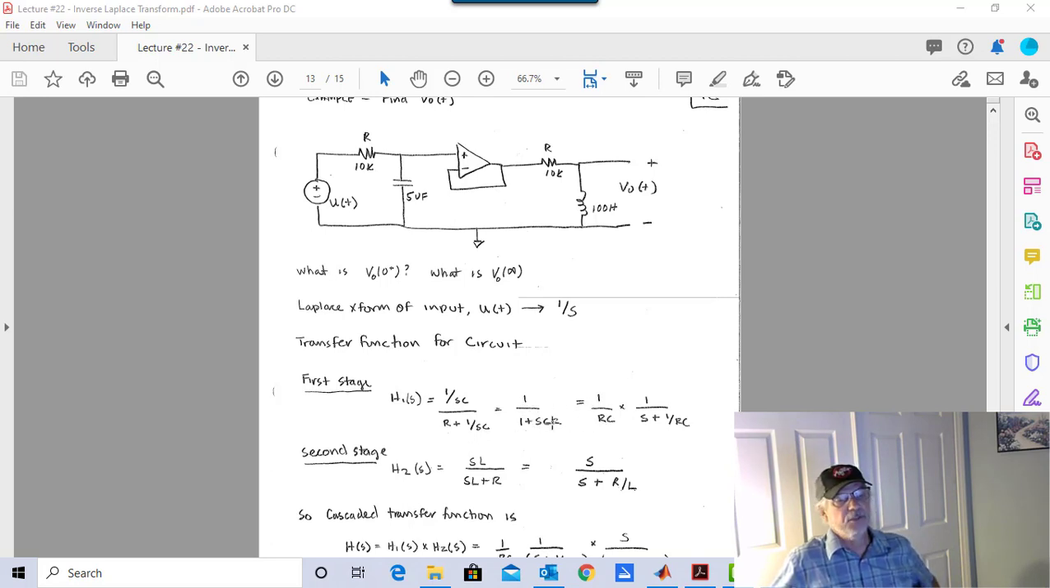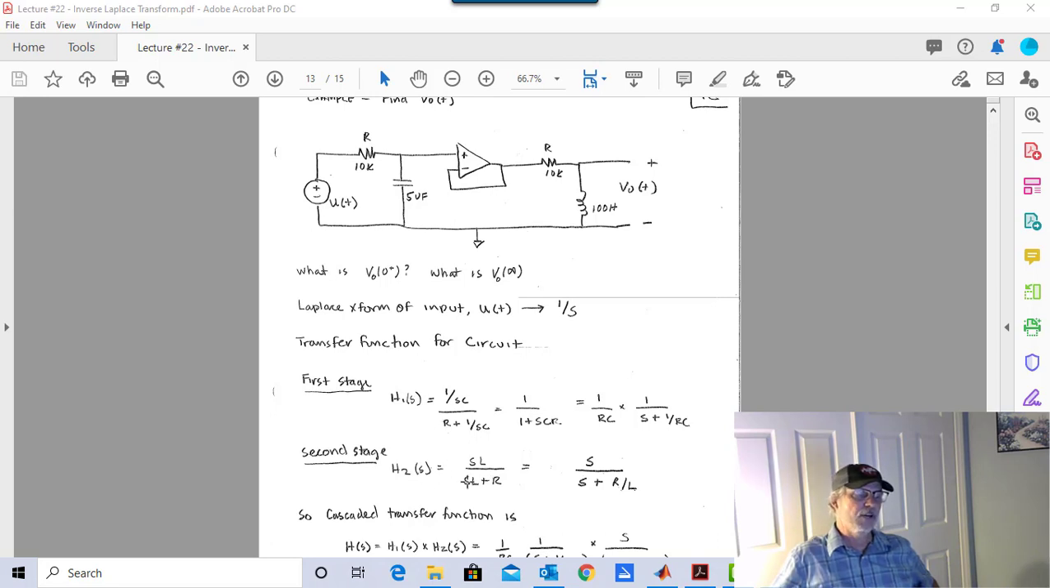And in the last problem, you saw why I ended up factoring my 1 over RC out. If you didn't, go back and take a look, or just pay attention to the fact that it'll help us here. So here's my first stage. This is the transfer function between here and here. It's V here divided by V in.